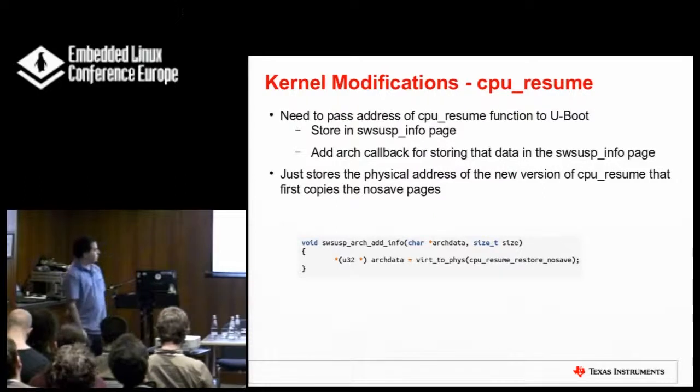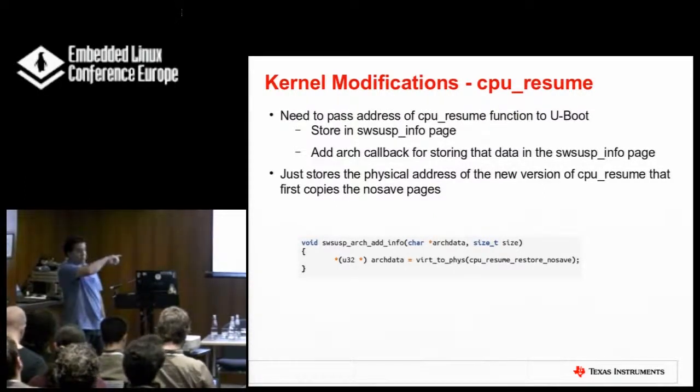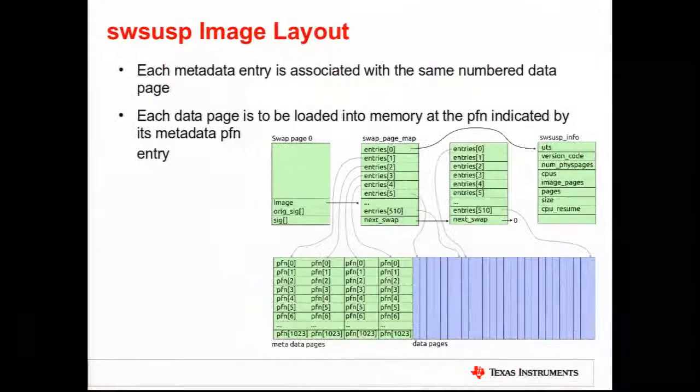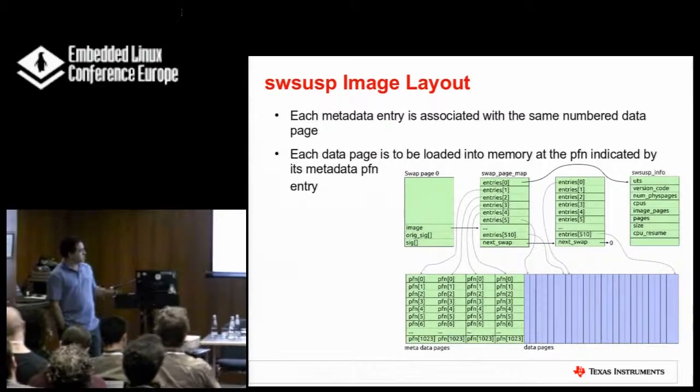And then for CPU resume, we can just store that CPU resume restore no save into the Hibernation image so that when U-boot looks at the Hibernation image, it knows where to jump to. This is what a Hibernation image actually looks like. It looks a little bit complicated, but it's actually pretty simple.